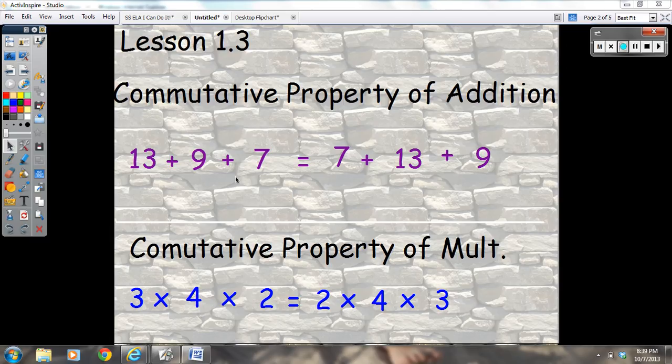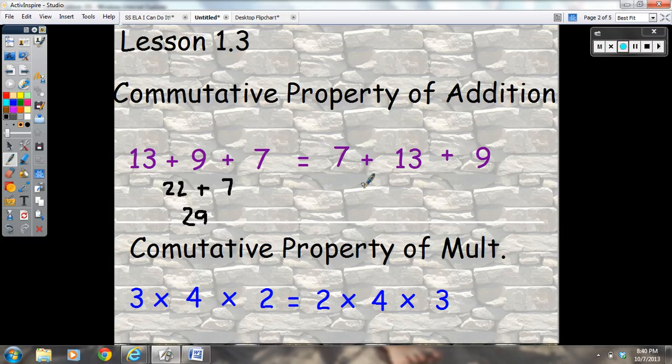What that means with the commutative property is we could take these addends and rearrange them in any order, and we'll get the same exact answer. Alright, so for example, I have 13 plus 9 plus 7. So if I took 13 plus 9, I would get 22. And if I added the 22 plus the 7, I would get 29. Now, here are the numbers, 13, 9, and 7, added together in a different order. If I take these and add them together in a different order, the commutative property tells me that I'm going to get the same exact answer.